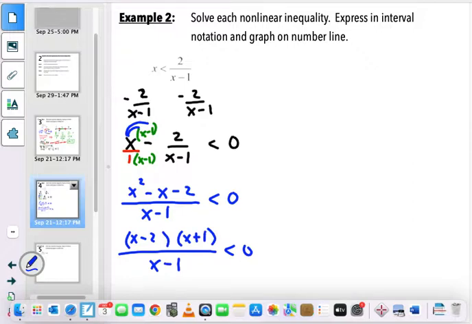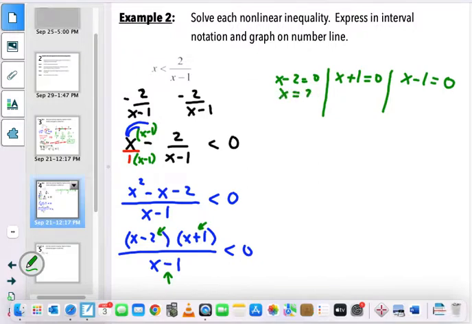All right, so now we need to figure out how do we get 0 here, how do we get 0 here, and how do we get 0 down here. So I'm going to take each of the factors there and set them equal to 0, in the numerator and in the denominator. So if I add 2 here, I get x equals 2. Subtract 1 here, I get x equals negative 1. Add 1 here, I get x equals 1.